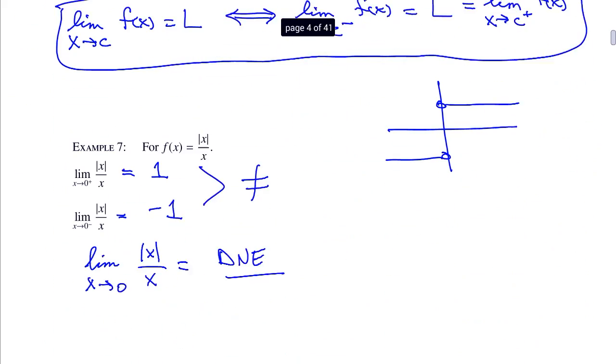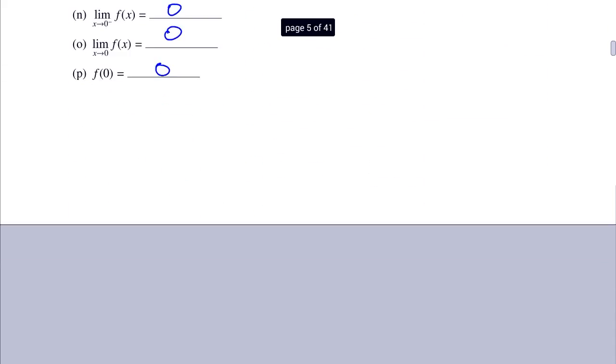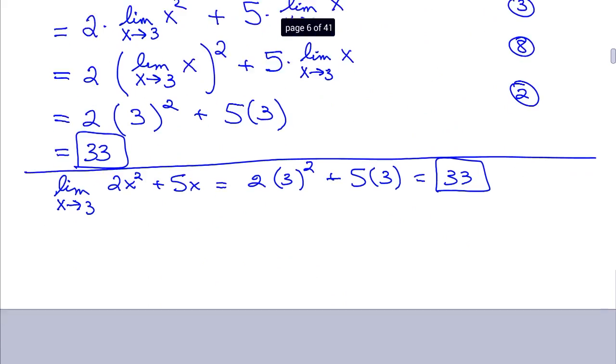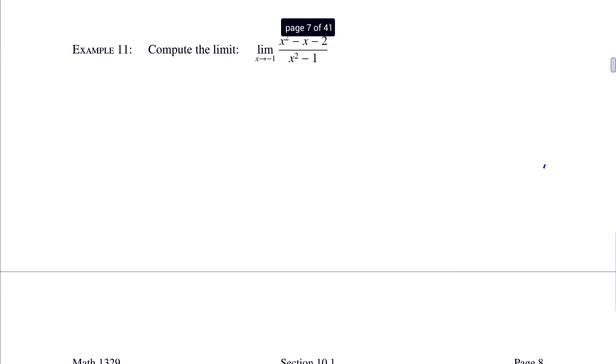All right, let's see another example. All right. So the limit as x goes to negative 1 of x squared minus x minus 2 over x squared minus 1. Notice that if you try to plug in negative 1, you get a 0 in the denominator. That tells you you need to try to factor.